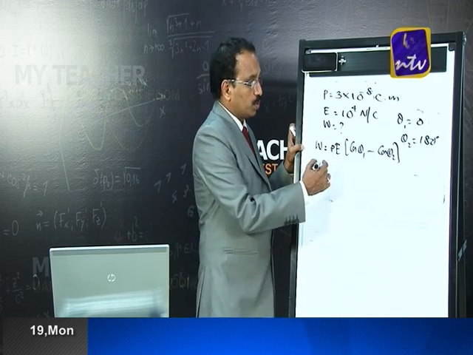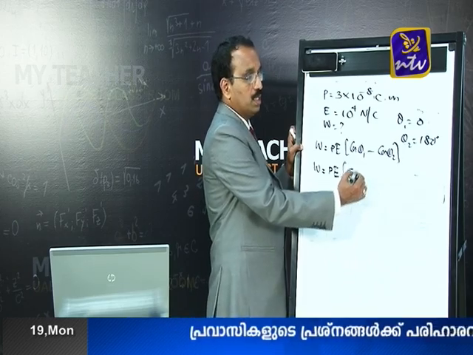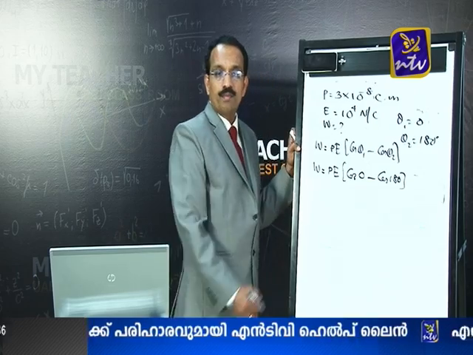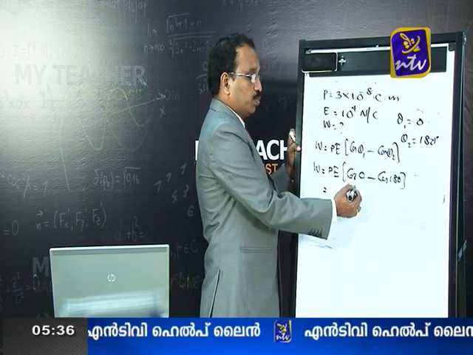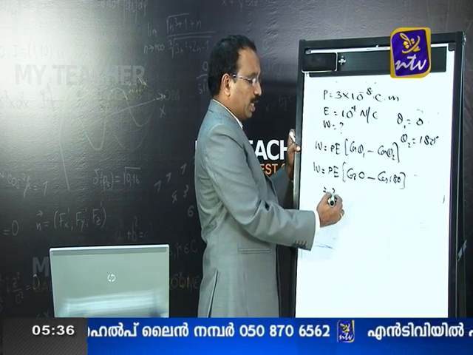Is that clear? So, that way W is equal to PE into cos theta, which is 0 minus cos 180 degree. Okay, so cos 0 is 1, 1 minus minus 1. So, 2, this is minus 1. So, 2, so the answer is 2PE.